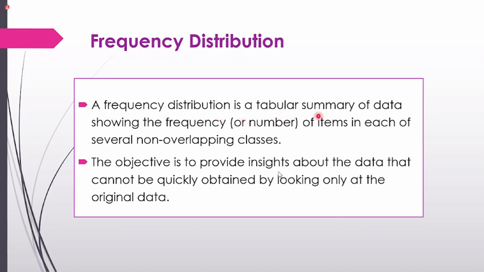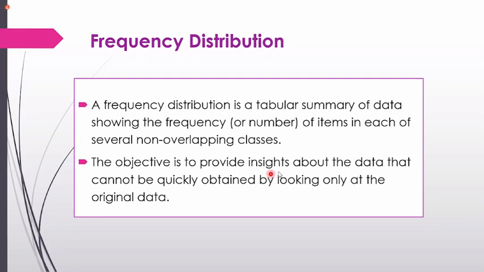A frequency distribution is a tabular summary of data showing the frequency or number of items in each of several non-overlapping classes. What is the objective of these frequency distributions? To provide insights about the data that cannot be quickly obtained by looking only at the original data. When we are looking at the original data, if we are not able to get any information, that information we are able to get through the frequency distribution. So the frequency distributions provide insights about the data.